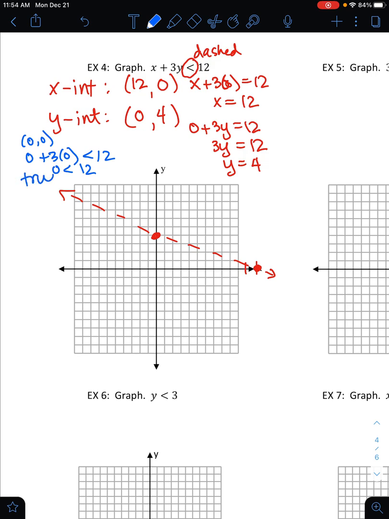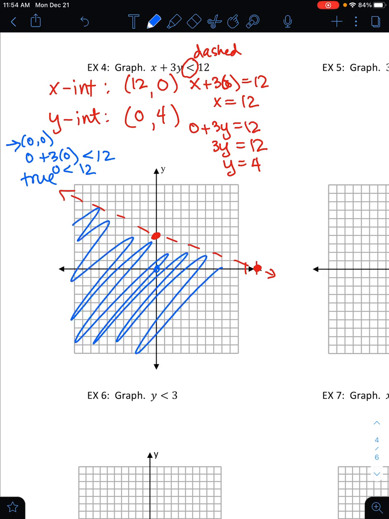Yeah, that's true. So that means I want to shade in wherever 0, 0 is on that side of the line. So since 0, 0 is down here, it's below the line. Since that's true, I'm coloring in this region of the graph with that point, okay? If I would have gotten a false answer, I would color in the other side.